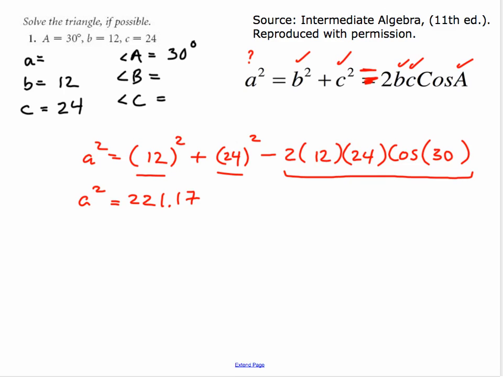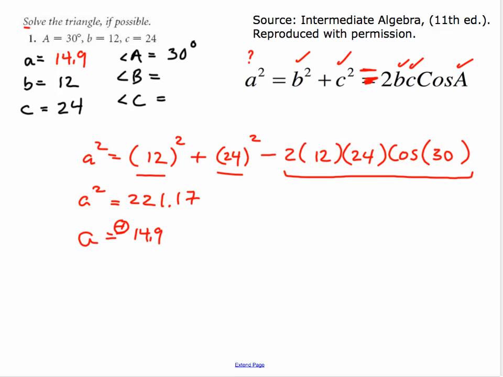So where's my square root button? There it is. Square root of that last number equals, well, about 14.9. So a is equal to 14.9. I guess I properly should put a plus or minus there, but since I'm dealing with a distance, it's just going to be the positive value. So a comes out to being 14.9.